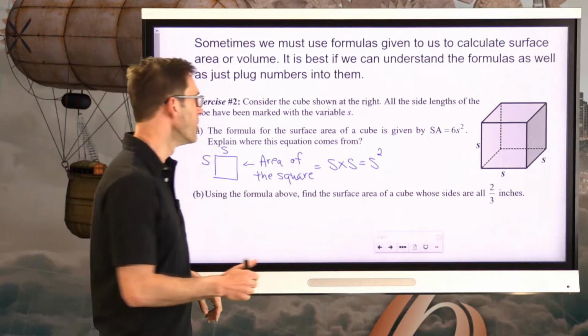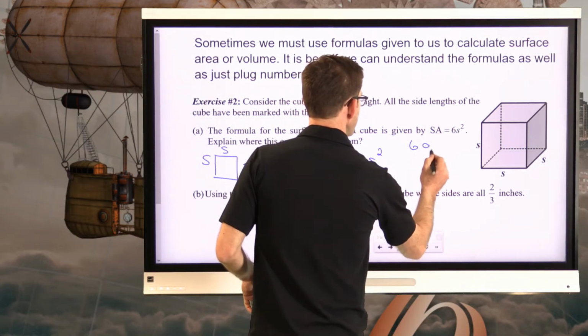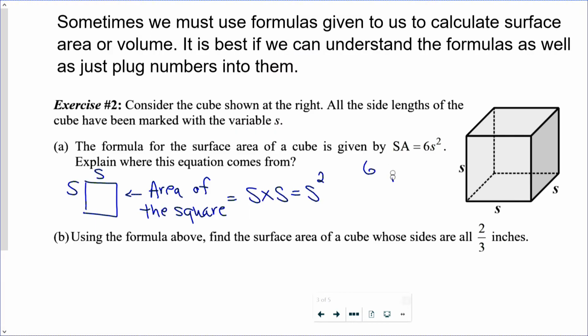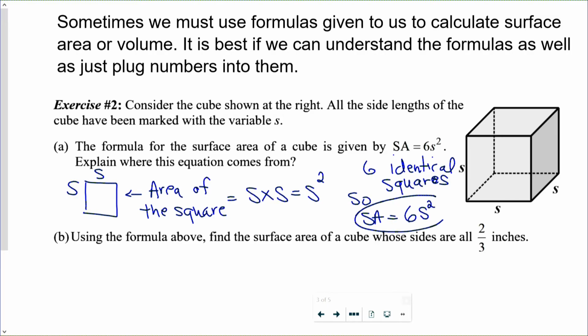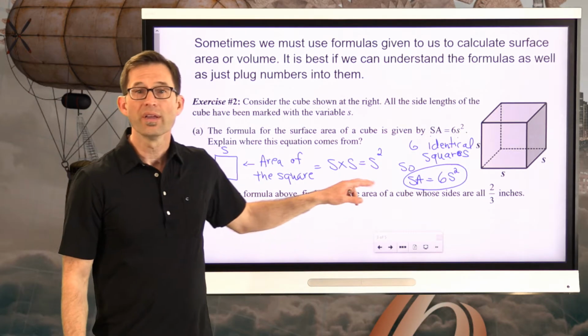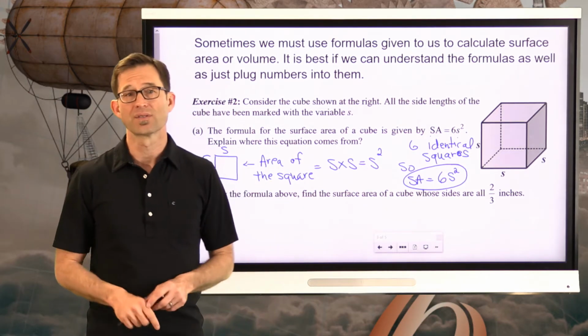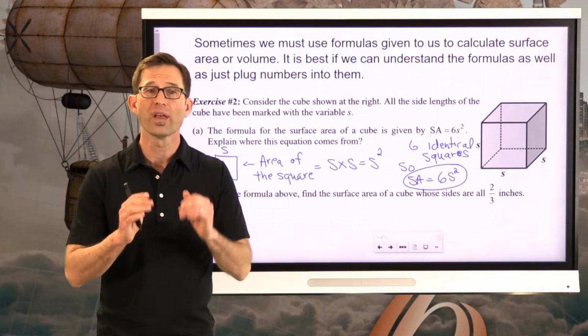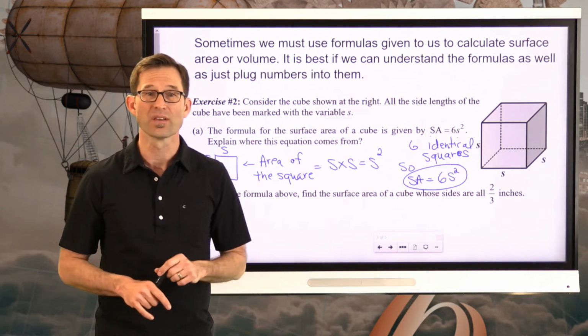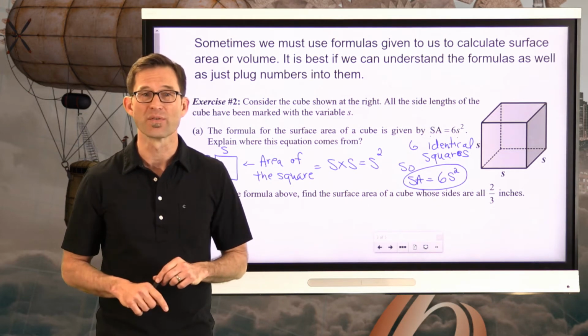And then there are 6 of them. 6 identical squares, so the surface area is 6 times s squared. So s raised to the second power simply is the area of one of the square faces. Multiply by 6 because you have 6 of them, and you've got the surface area.